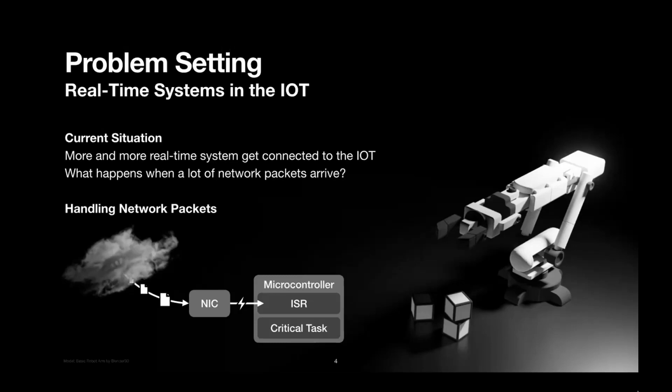In the diagram, you can see basically that packets arrive from the internet at the network interface controller, which in turn interrupts the microcontroller. And now imagine you have some critical task running on your microcontroller, which has to finish in a certain amount of time. And now when an interrupt happens, the execution shifts to the interrupt service routine. And the more interrupts happen, the more execution time is spent in the interrupt service routine. And this might even starve the critical task.